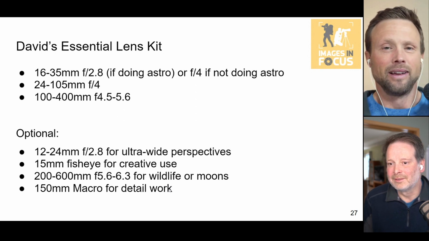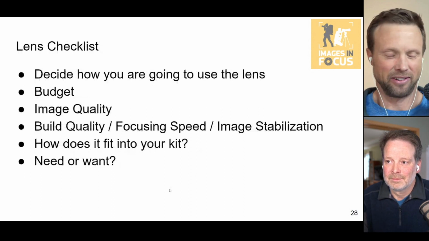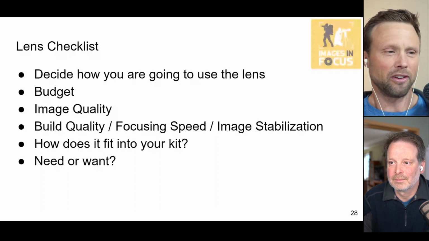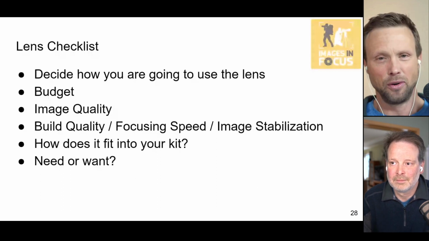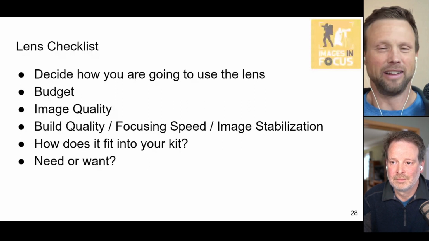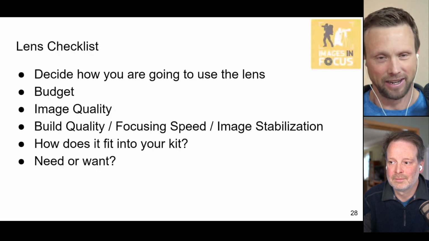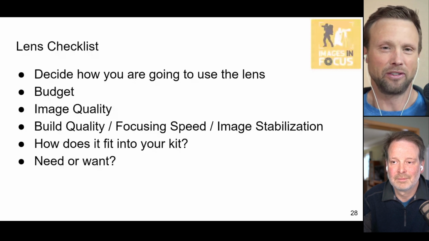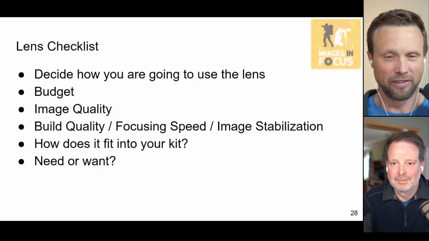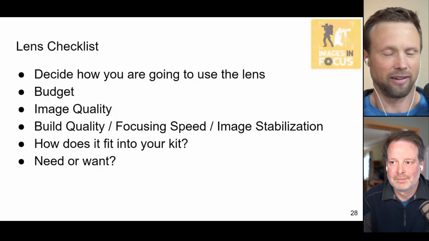Excellent. So let's run over a quick checklist, just an overview of what we've talked about in these episodes. First of all, you have to decide how you are going to use that lens. Second, you have to determine what your budget is, and what compromises you're willing to make. Because as we said, there is no one lens that's going to do everything. You have to determine what's important to you and then look for a lens that's going to meet those needs.